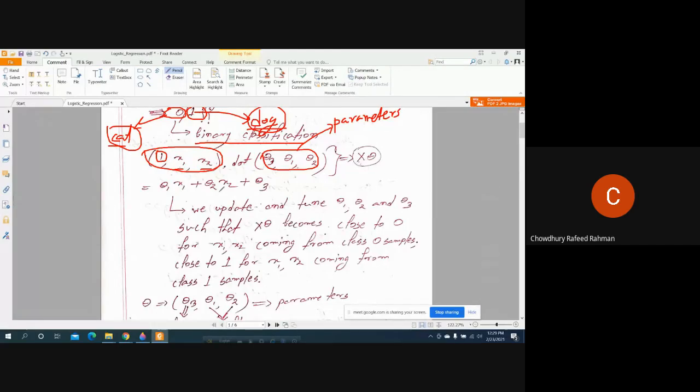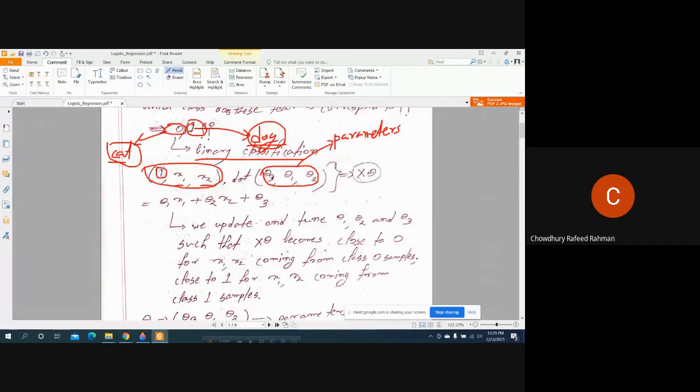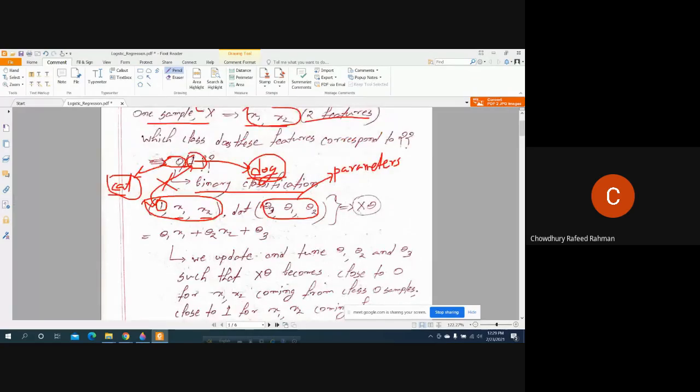Now, let me tell you one thing. This one has no relation to this. They do not have any relation. Don't confuse this, okay? These are just class values. I am assuming that cat is of class 0 and dog is of class 1. It has no relation with this one.